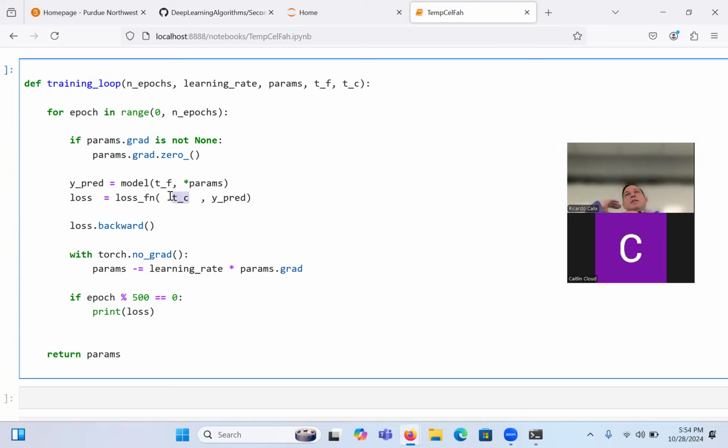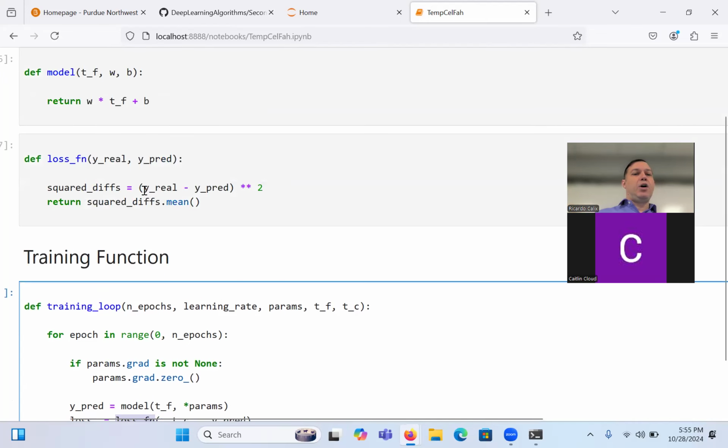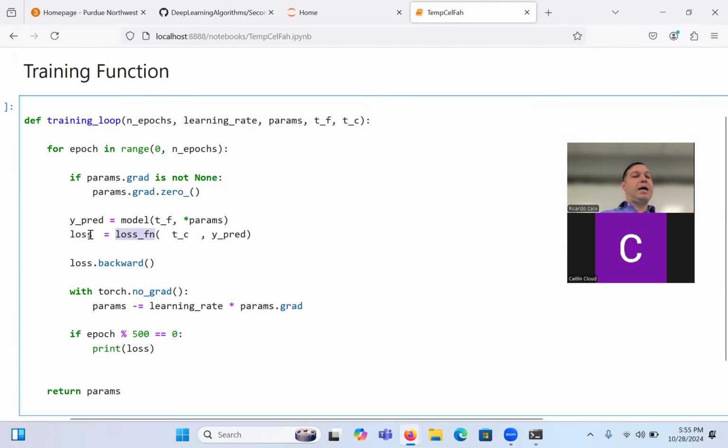So actually, I'm going to give it like 10 Fahrenheits. It's going to predict 10 Celsius. And then I'm going to compare those 10 predicted Celsius to the real 10 Celsius. Okay, so that TC and Y-pred are passed to the loss Fn. We've already defined loss Fn, which is this one over here, if that makes sense. Okay, so now I have my loss, this one, and this is equivalent to that E that I had shown you in the previous example.